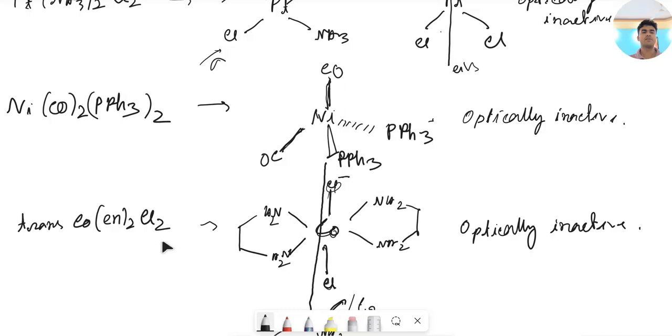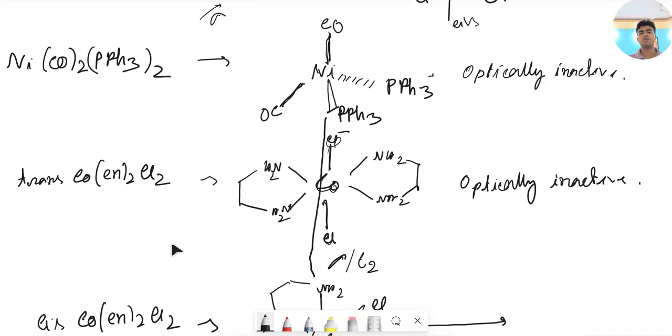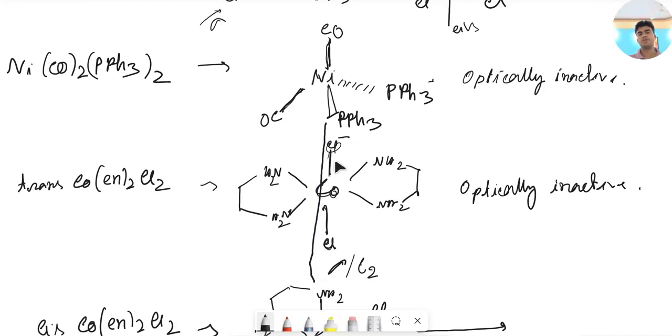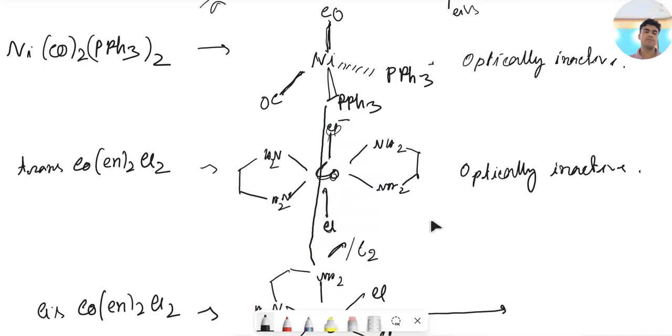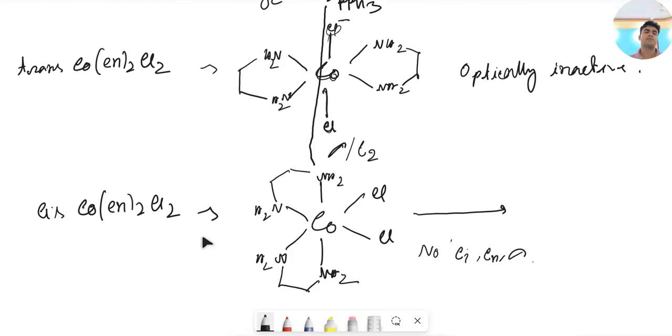Next we'll come to trans-Co(en)2Cl2. If you see the trans compound, there is no molecular plane of symmetry, but one plane of symmetry is there, and also a C2 axis of symmetry is there. So this will be optically inactive. And last, cis-Co(en)2Cl2. This will have no Ci, Cn and sigma. So this compound will be optically active.